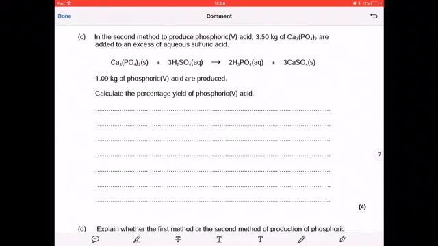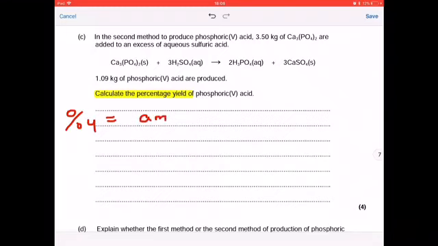Part C, again, very similar question related to the phosphoric acid that we've been producing all the way through. In this case, it's wanting you to calculate the percentage yield. And before we even get started, it's worth noting down the percentage yield calculation. So that is that percentage yield equals the actual mass divided by the theoretical mass times 100.